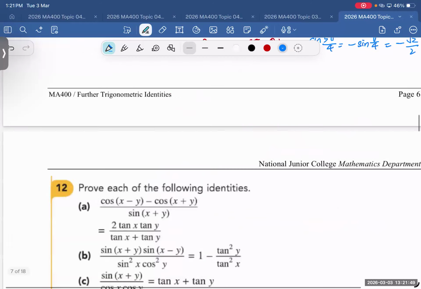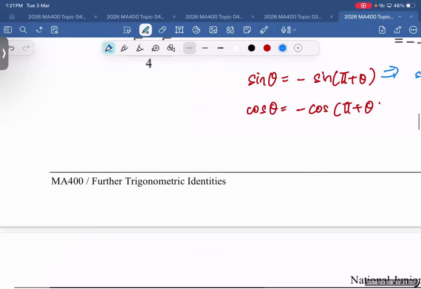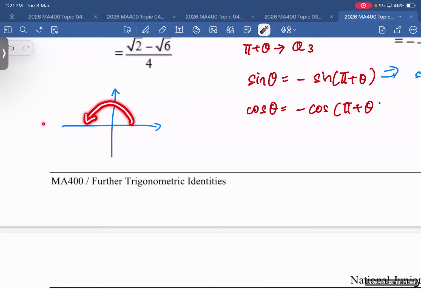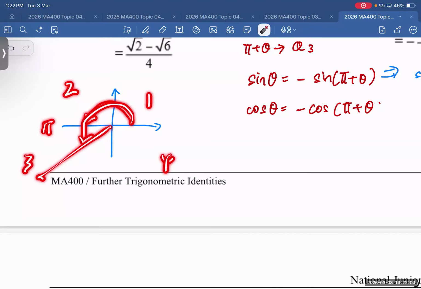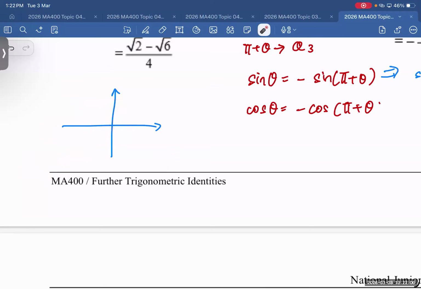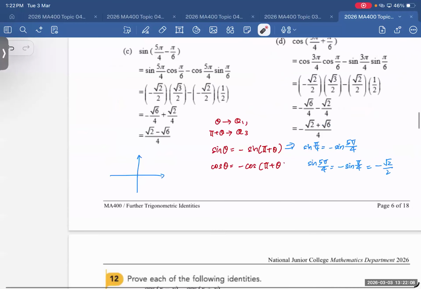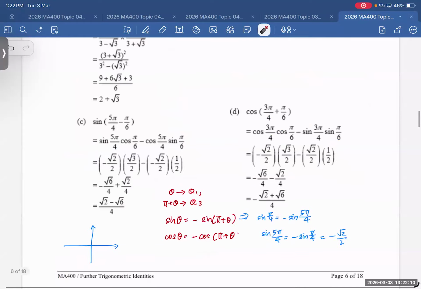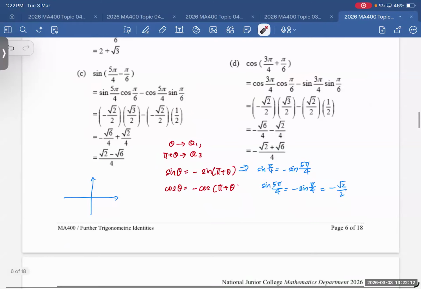Now because 5 pi over 4, remember, here to here, this is pi. Pi is here. So 5 pi over 4 is somewhere here. That's why it's in Q3. Remember, this is quadrant 1, quadrant 2, quadrant 3, quadrant 4. It's not negative. That is how I remember. Remember last year I tested you before. Any question?